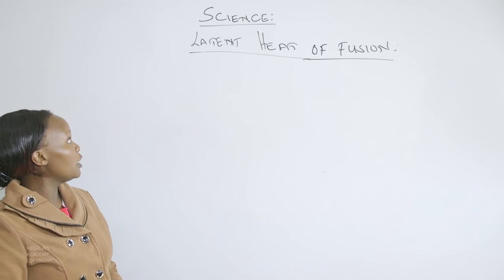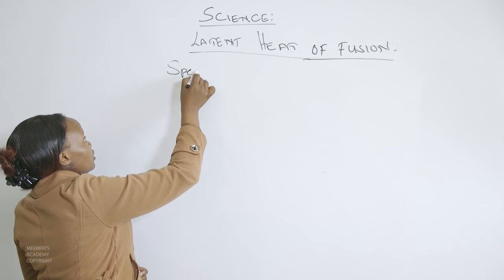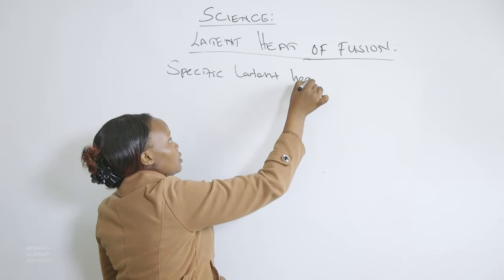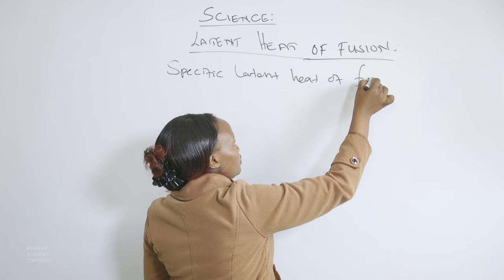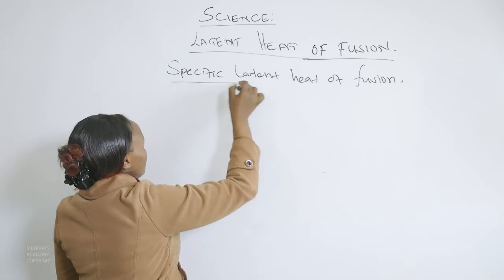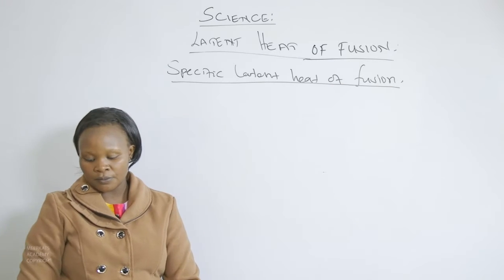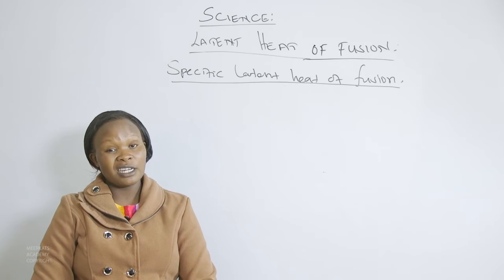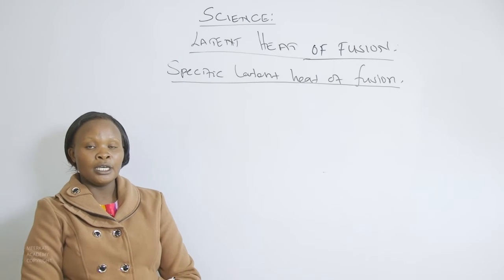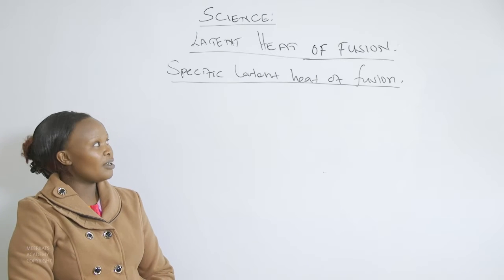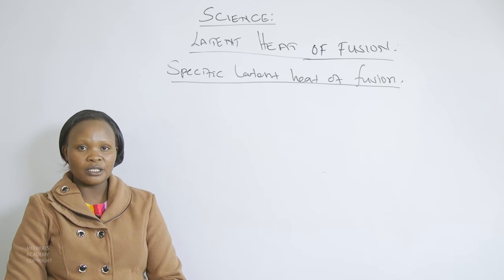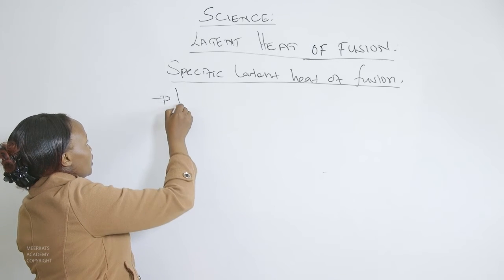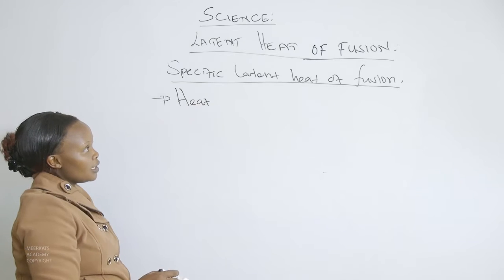Now let's go specific and talk about specific latent heat of fusion. We have agreed that for us to change a liquid to a solid, or even a solid to a liquid, we will need some heat we call latent. Now how about that heat which we will need to change a unit mass? A unit mass. That is what we call the latent heat of fusion.